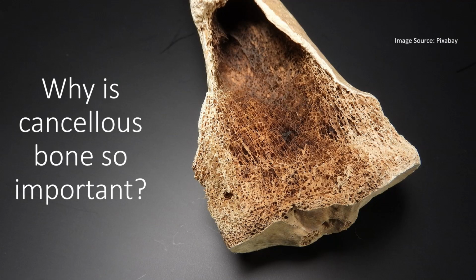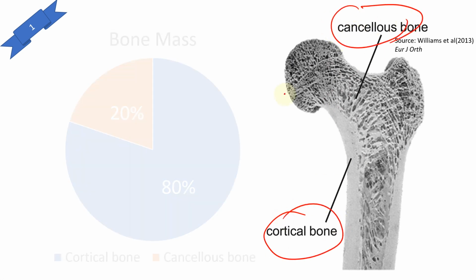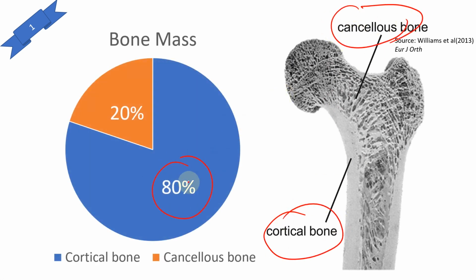So why is cancellous bone so important? If we compare the total mass of the cortical bone and the cancellous bone, you will see that the cortical bone is actually 80% and 20% is for the cancellous bone. So if you compare the bone mass in an adult, the share is very less. But nevertheless, cancellous bone is very important. Let us look why it is so important.